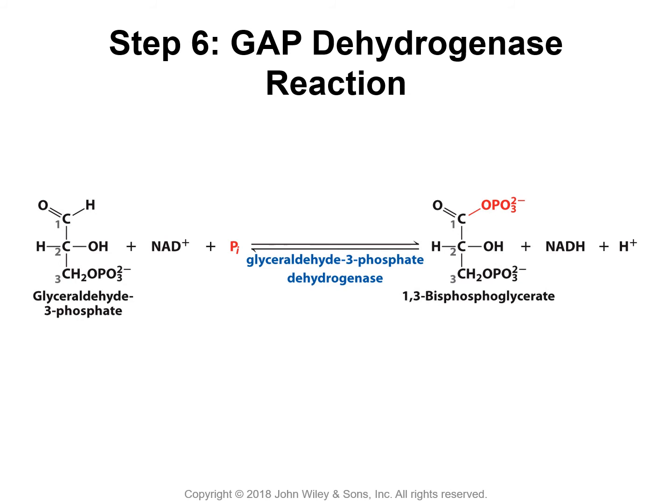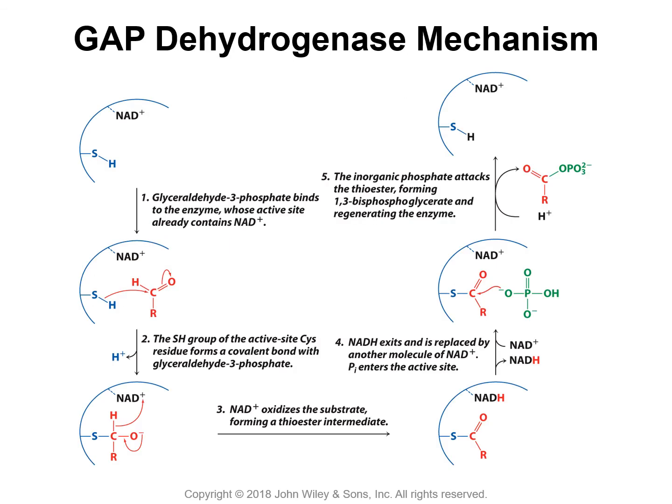Now, when we get to steps 6 through 10, this is the energy payoff. So what we're seeing is that the aldehyde phosphate is getting converted. We're going to use the glyceraldehyde 3-phosphate. It's getting converted to 1,3-bisphosphoglycerate. So that is what's happening there. That reaction is called the GAP dehydrogenase reaction.